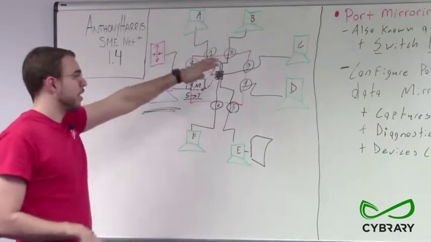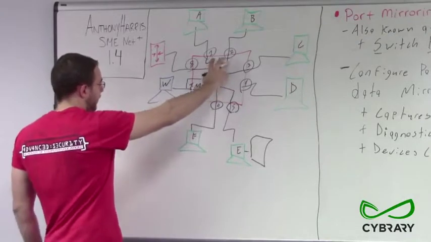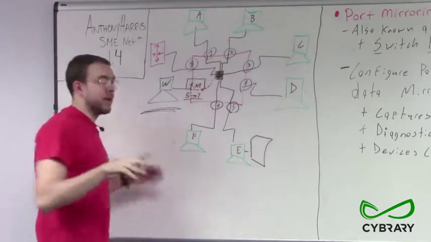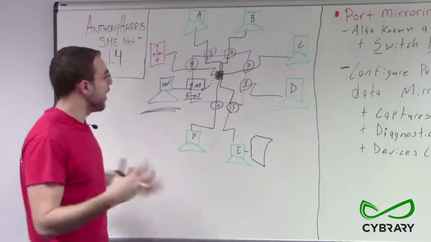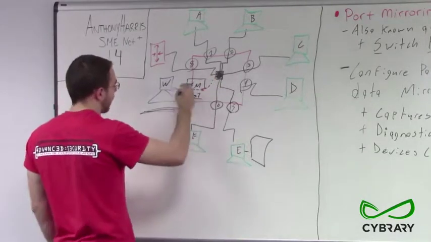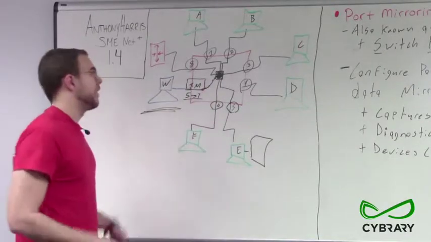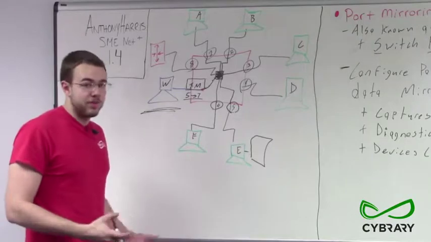So port mirroring, also known as span ports, takes all of our data and sends it to where it needs to go, but it also makes a copy of the data and sends it to our span port. It sends it to whatever device is connected to our span port. And this all has to be configured within our switch.